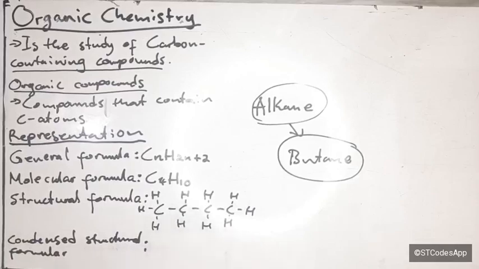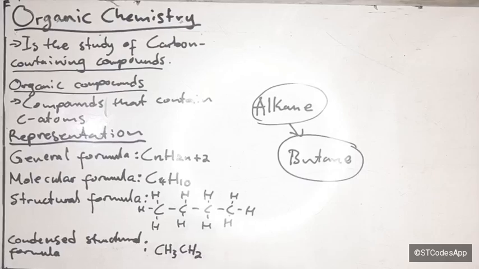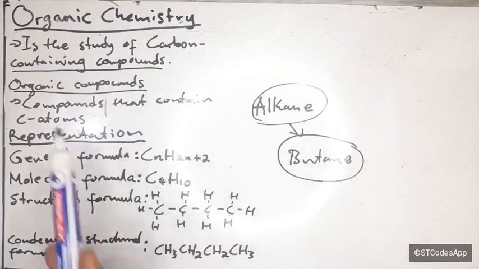The easier way to write this, a lot of learners struggle with writing the condensed structural formula. I consider the first carbon atom. The first carbon atom has 3 hydrogen atoms, so I'm going to write it like this. The second carbon atom has 2 hydrogen atoms. The third carbon atom has 2 hydrogen atoms, and the last one has 3 hydrogen atoms. So this is how we write the condensed structural formula, and this is how it should look. These are the representations of organic compounds.